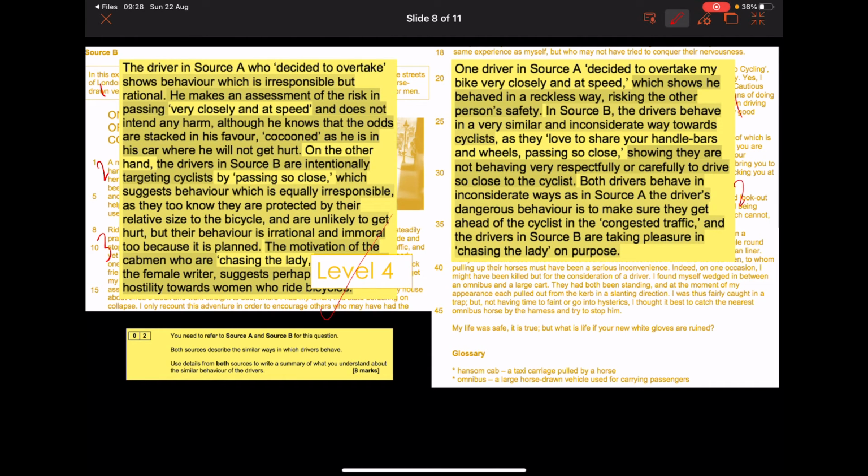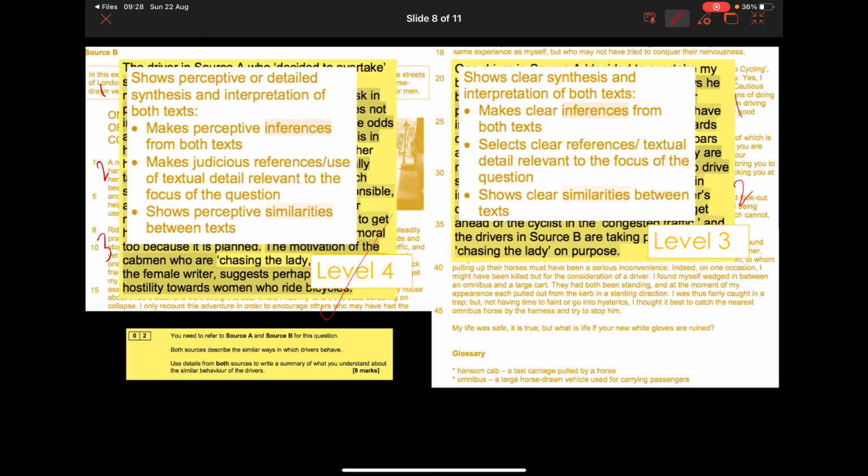So there you've only probably got 2 points made, maybe not enough quotes, okay? Because if we look at our reasoning behind our level 4 and our level 3, there's more inferences made in the level 4, they've used more textual detail and references, and they have shown similarities between the texts very well. Yes, okay, they've been done in the level 3, but not in as much detail as in the level 4.